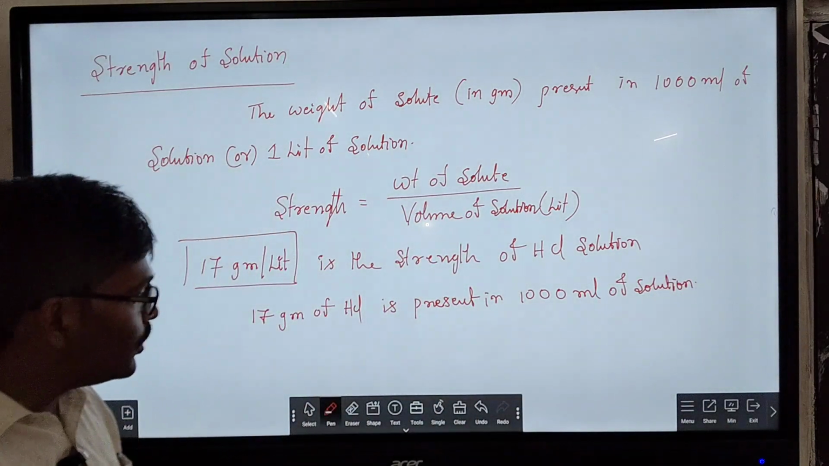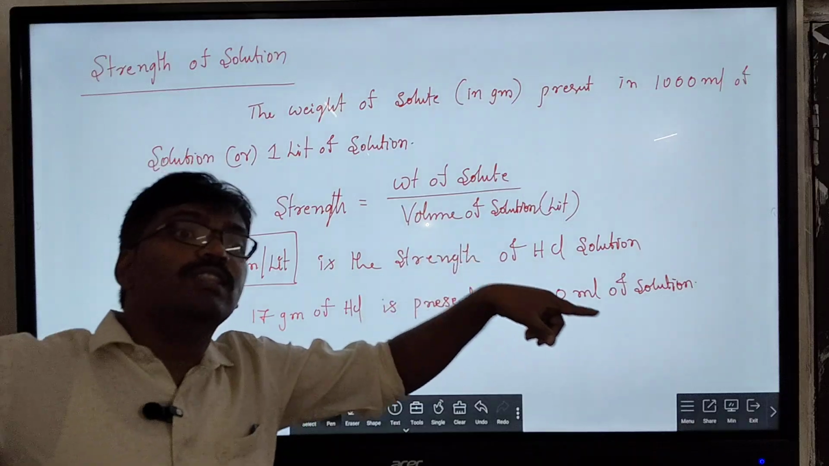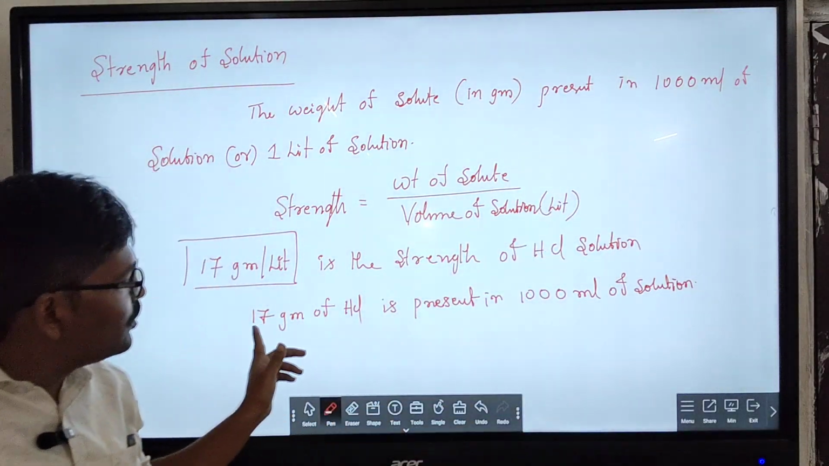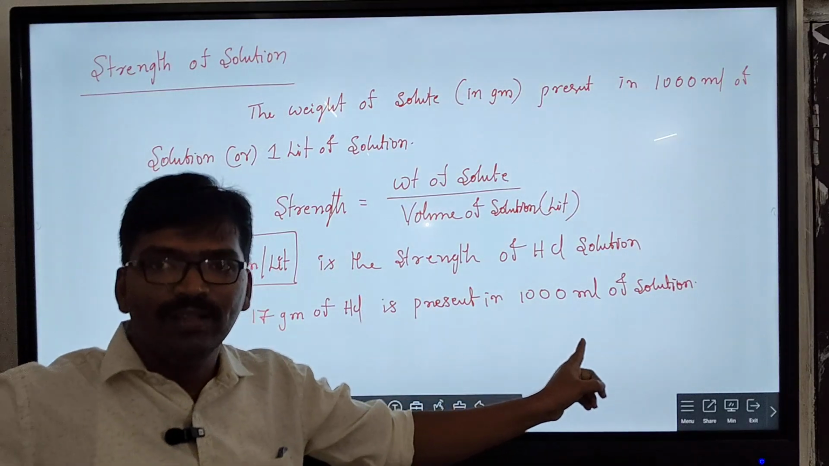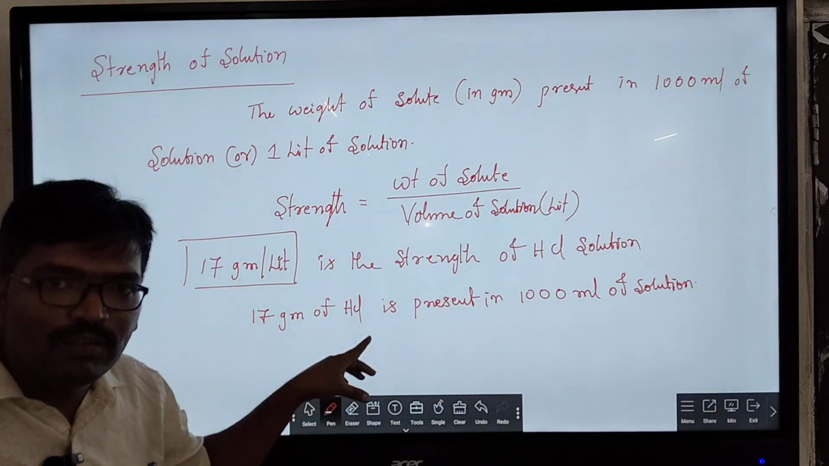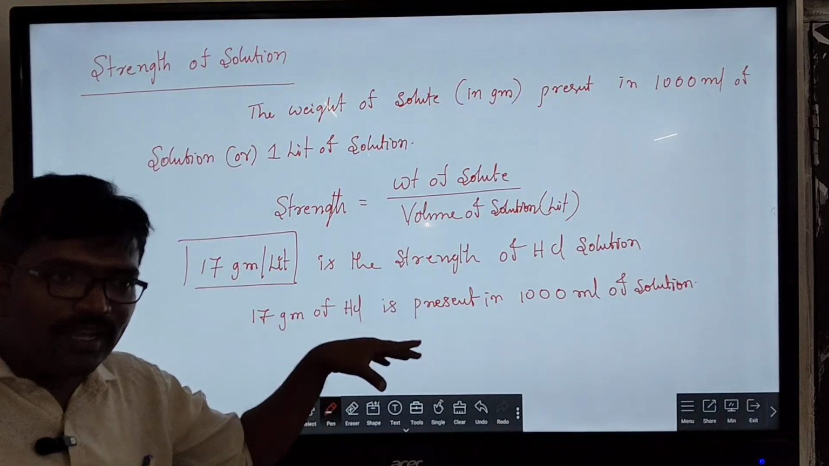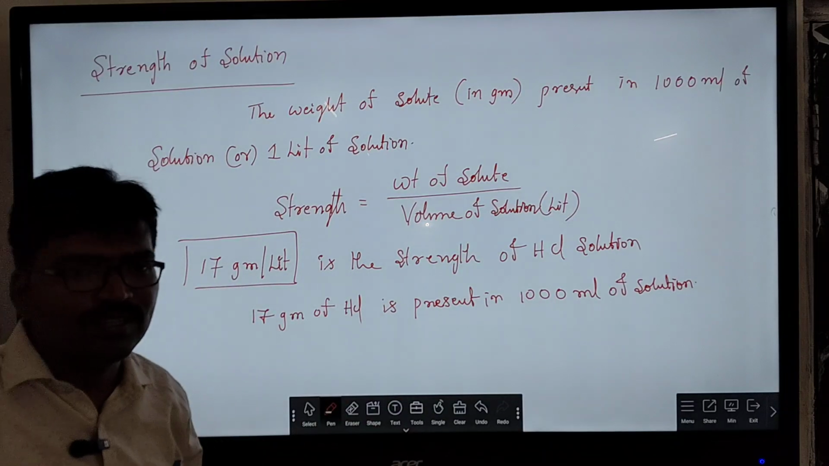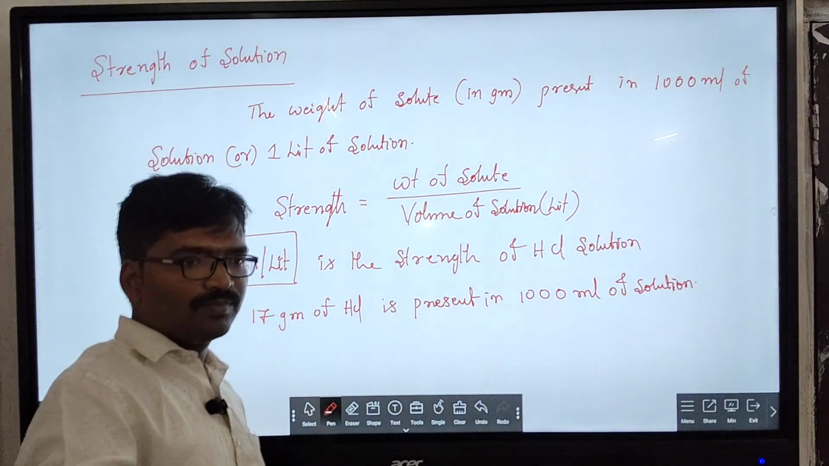Understand all of you? So in case they give the strength of solution and ask for molarity, first you have to note the statement like this. Then after that, you have to convert the weight into number of moles. Then use the molarity formula: number of moles divided by volume in liters. Clear? Right?